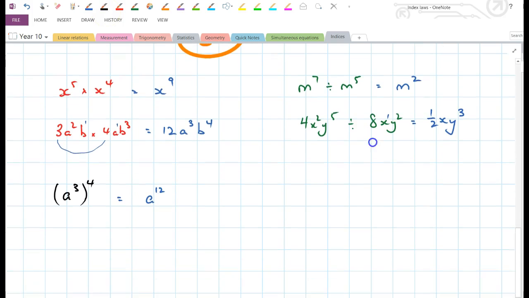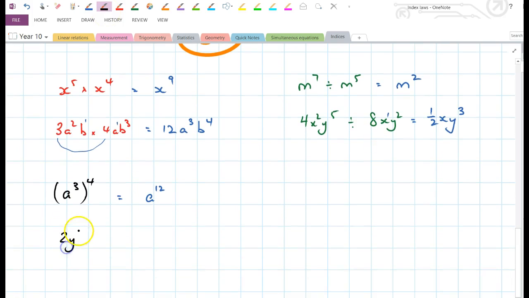If we've got 2y to the power of 5 all cubed, we need to look at what we do here. In this case we've got a number at the front that's also got to be cubed, so it's 2 cubed, which is 8, and y to the power of 5 cubed. In this instance we just multiply those powers together, so it's 8y to the power of 15 as our result.